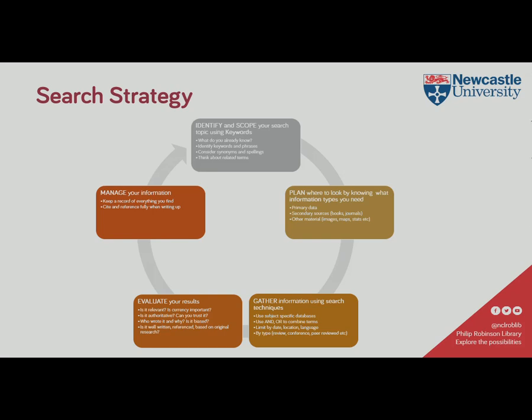Identifying your keywords from your research question or your topic, and then deciding whether there are any synonyms or related terms that you can add to them. So that's kind of the first stage of identifying, scoping your project.